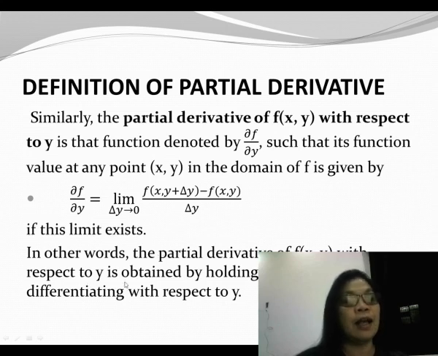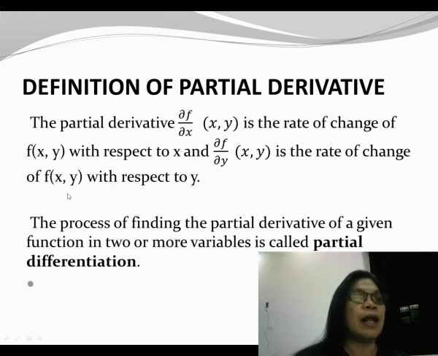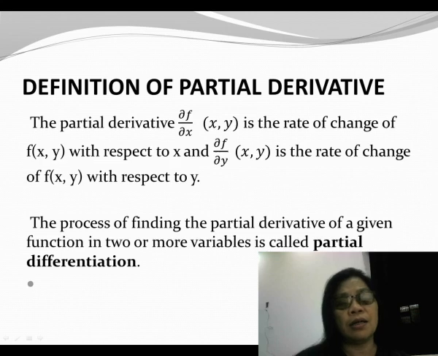In finding the partial derivatives of a function that consists of more than one independent variable, the other variable will be considered as constant. The other definition of the partial derivative is that it is also the rate of change of the function with respect to x and the rate of change of the function with respect to y. The process or method of finding the partial derivative is called partial differentiation.